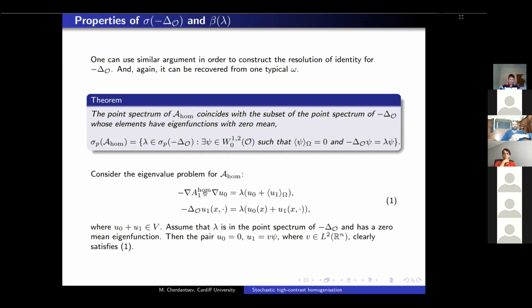And well, if you ask how the corresponding eigenfunctions of the A home look like, well, you look at the spectral problem. Ah, yeah. So if psi is the zero mean eigenfunction of the probabilistic Laplacian, then the eigenfunction of the A home looks like this, right? You take an arbitrary L2 function in Rn, and the first function here in this decomposition is just taken to be equal to 0.